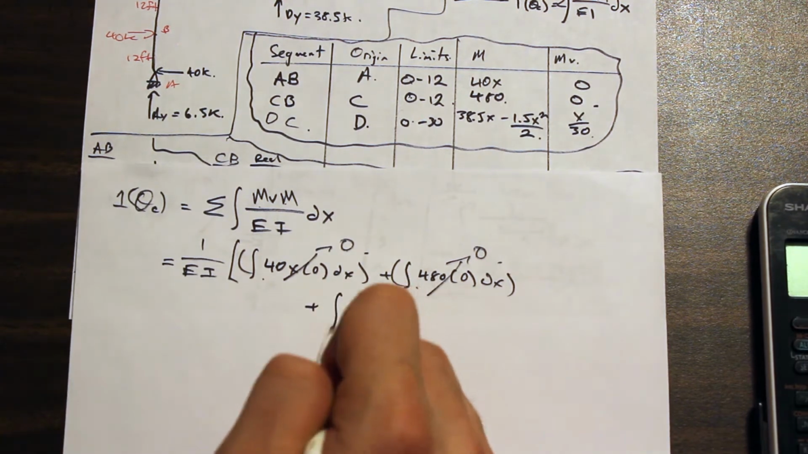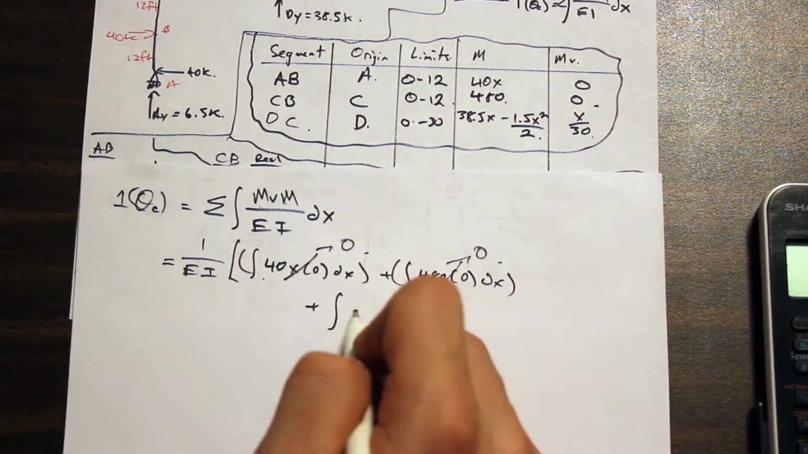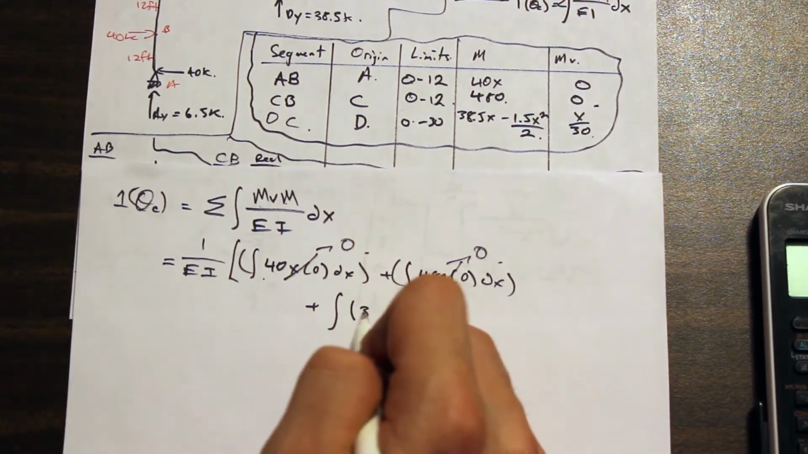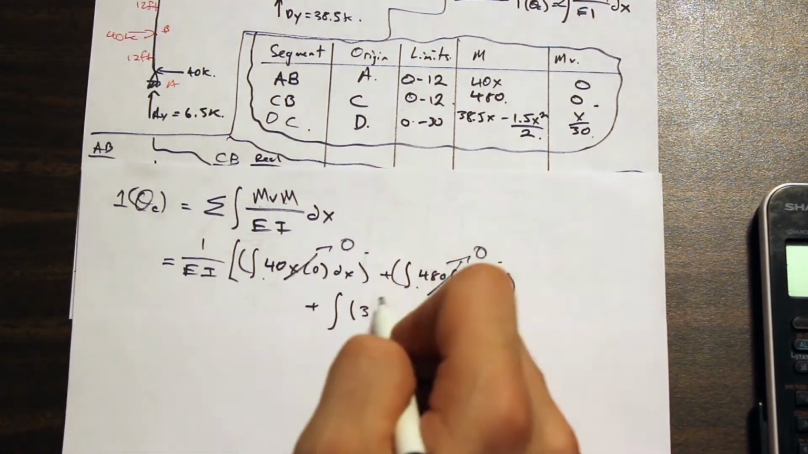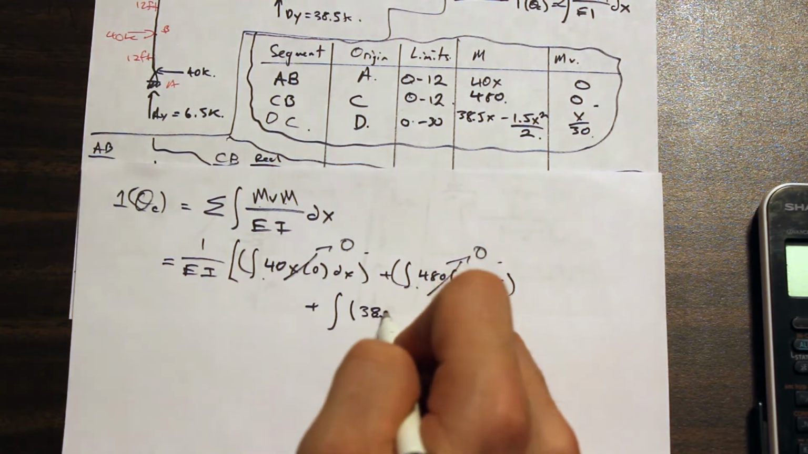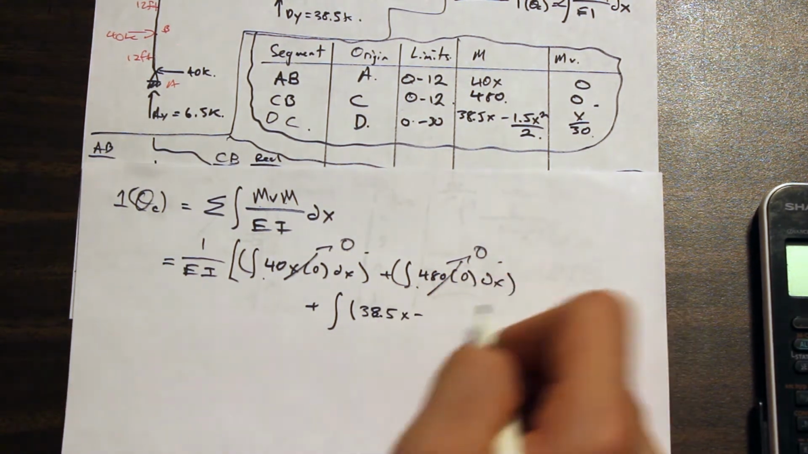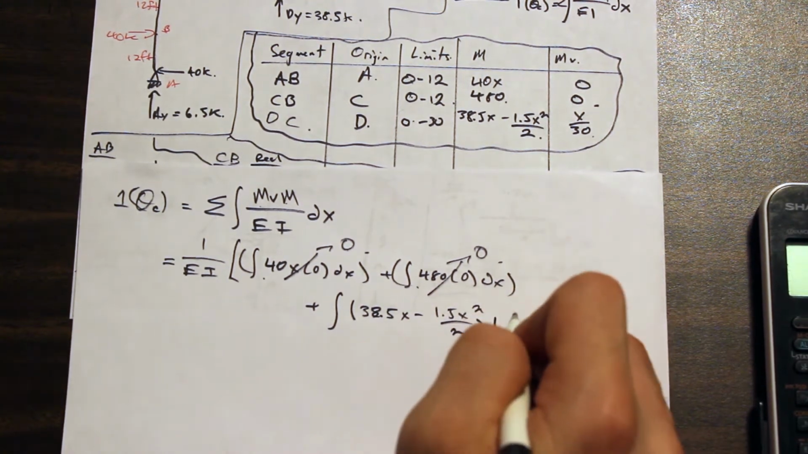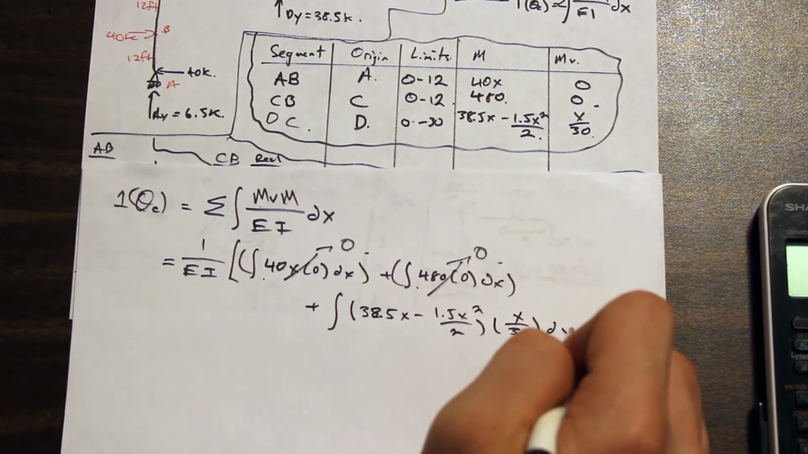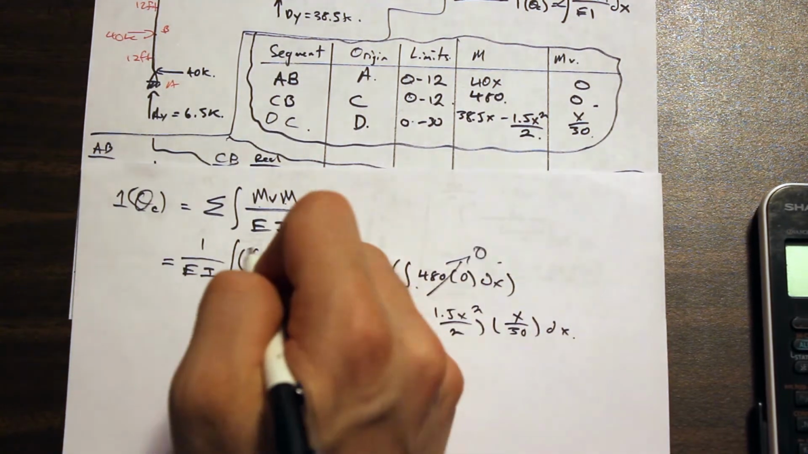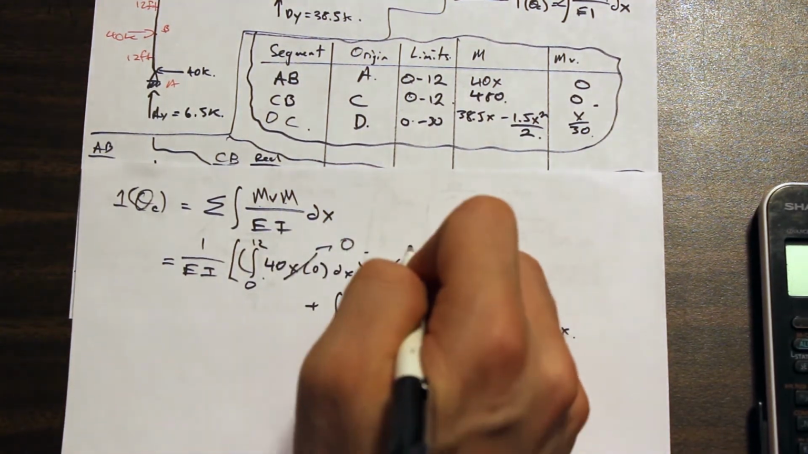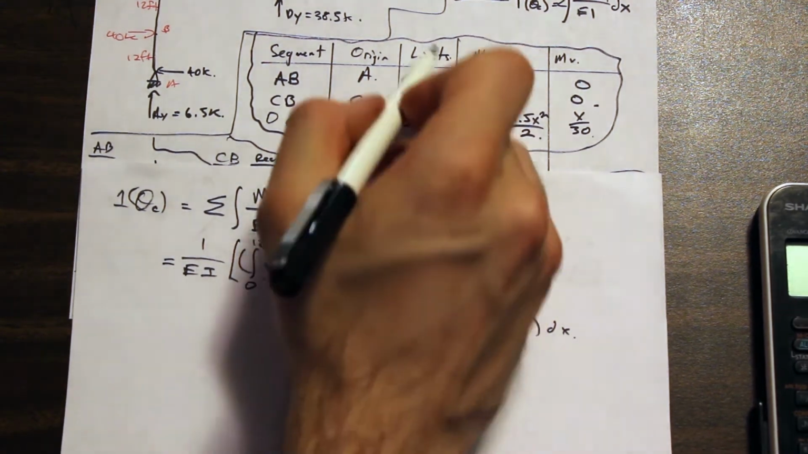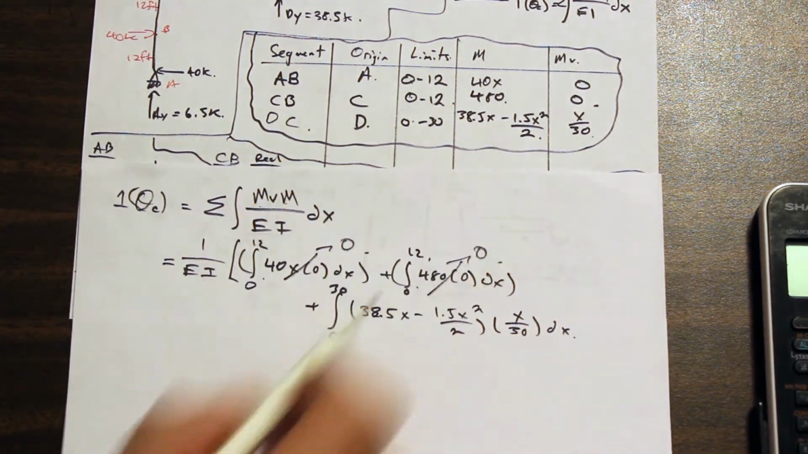Finally, we have plus, and now this term is not going to cancel out. We have the integration of m v, we'll do m, so 38.5x minus 1.5x squared over 2. That's going to be multiplied by x over 30 dx. Sorry, I didn't fill in the limits here, but those don't really matter because those are 0. And the limits are always going to be the limits that we specified here, so 0 to 30.